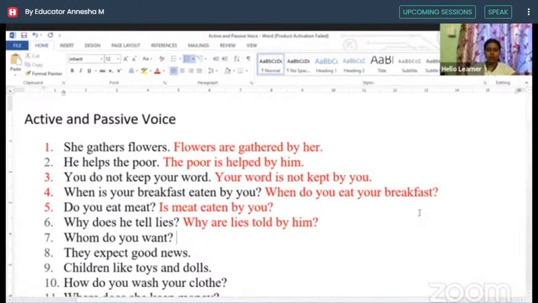Yes, Neha, would you like to answer? Whom do you want? Whom do you want? What does whom become? By whom. Not by whom, that is for who. Who becomes by whom. Here the subject is whom. Whom do you want? Who, ma'am? Who will it be? Absolutely correct.